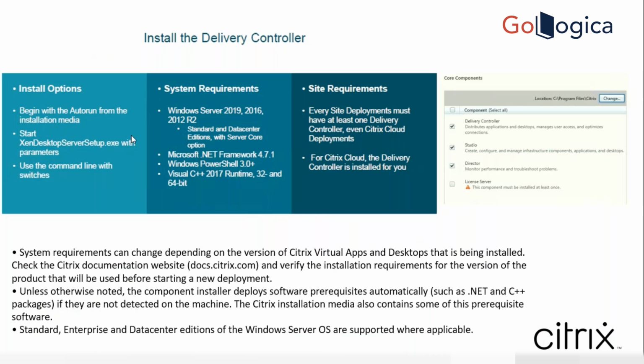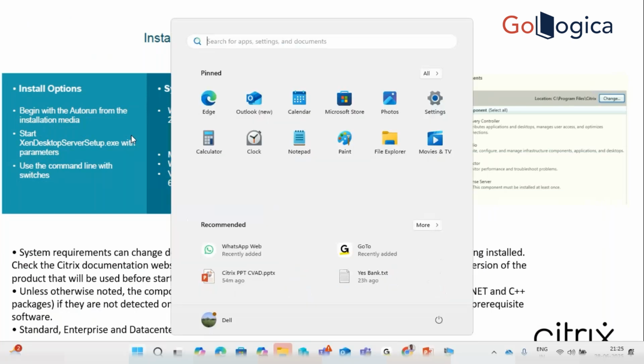Second, you will require Microsoft .NET Framework. Windows PowerShell is required. Visual C++ 2017 runtime, 32 and 64-bit. These are the software requirements for installing virtual app and desktop.